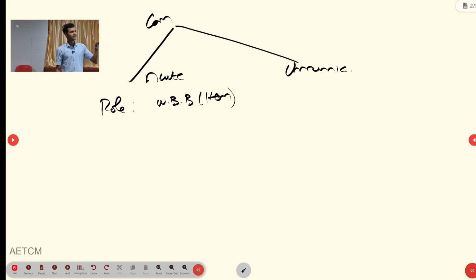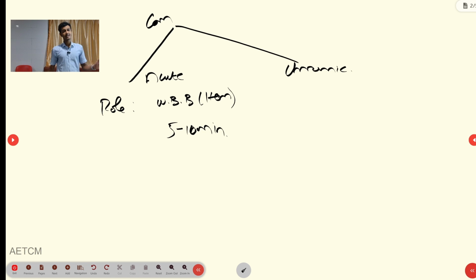So in acute, the whole body buffer system, mainly your hemoglobin, will take a role. It starts this action within 5 to 10 minutes of the PCO2 rising. So if the PCO2 is rising, within 5 to 10 minutes the whole body buffer system will activate and take a role.